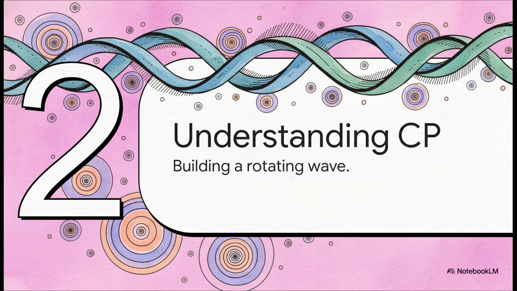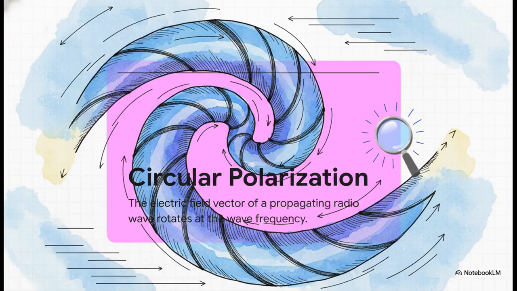Okay, so now let's switch gears and get into circular polarization itself. We're going to see how you can build this complex, rotating wave from some surprisingly simple building blocks. So what is it exactly? Well, unlike a linear wave where the electric field is just oscillating up and down or side to side, with a circularly polarized wave, the field vector is actually spinning as it travels. Think of it like a corkscrew flying through space. It's a genuinely three-dimensional thing.